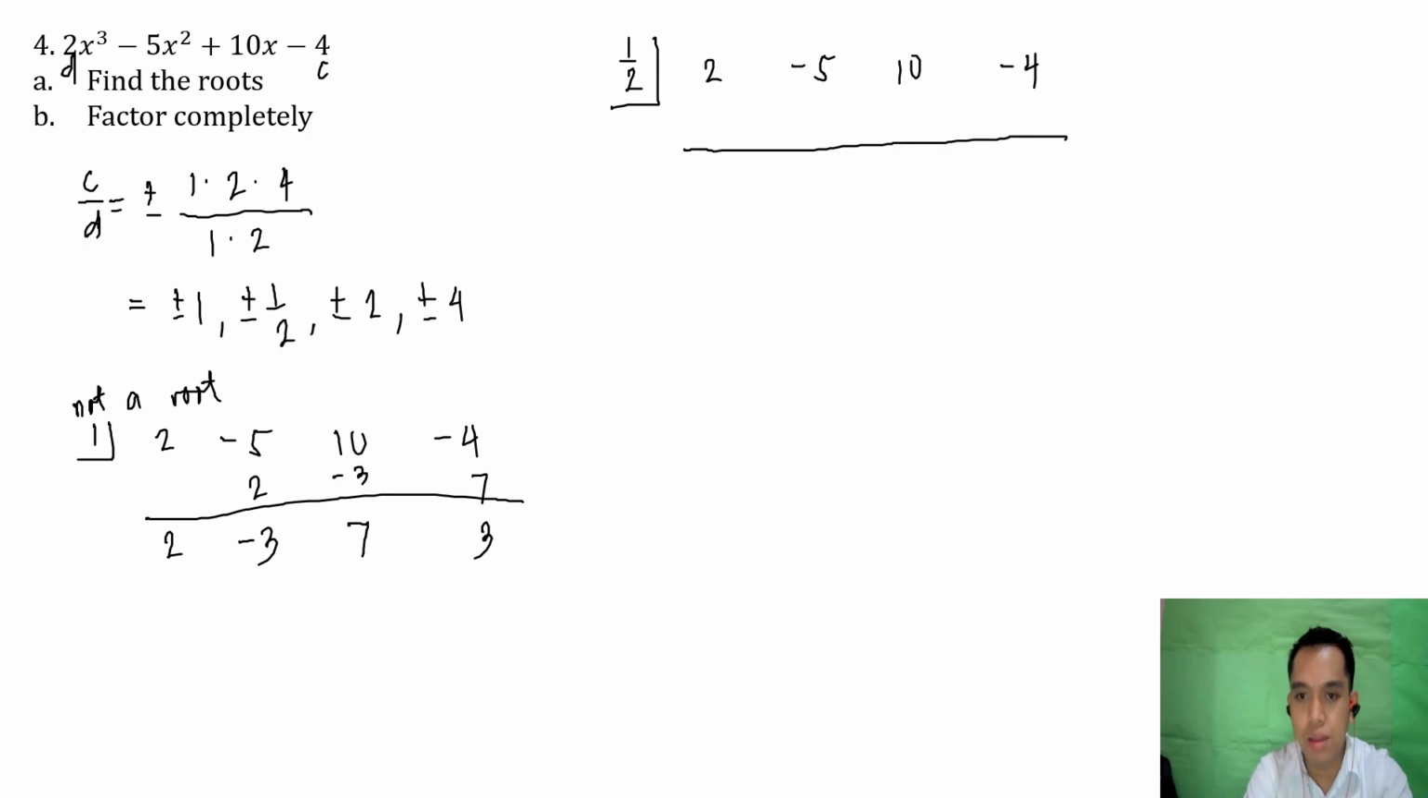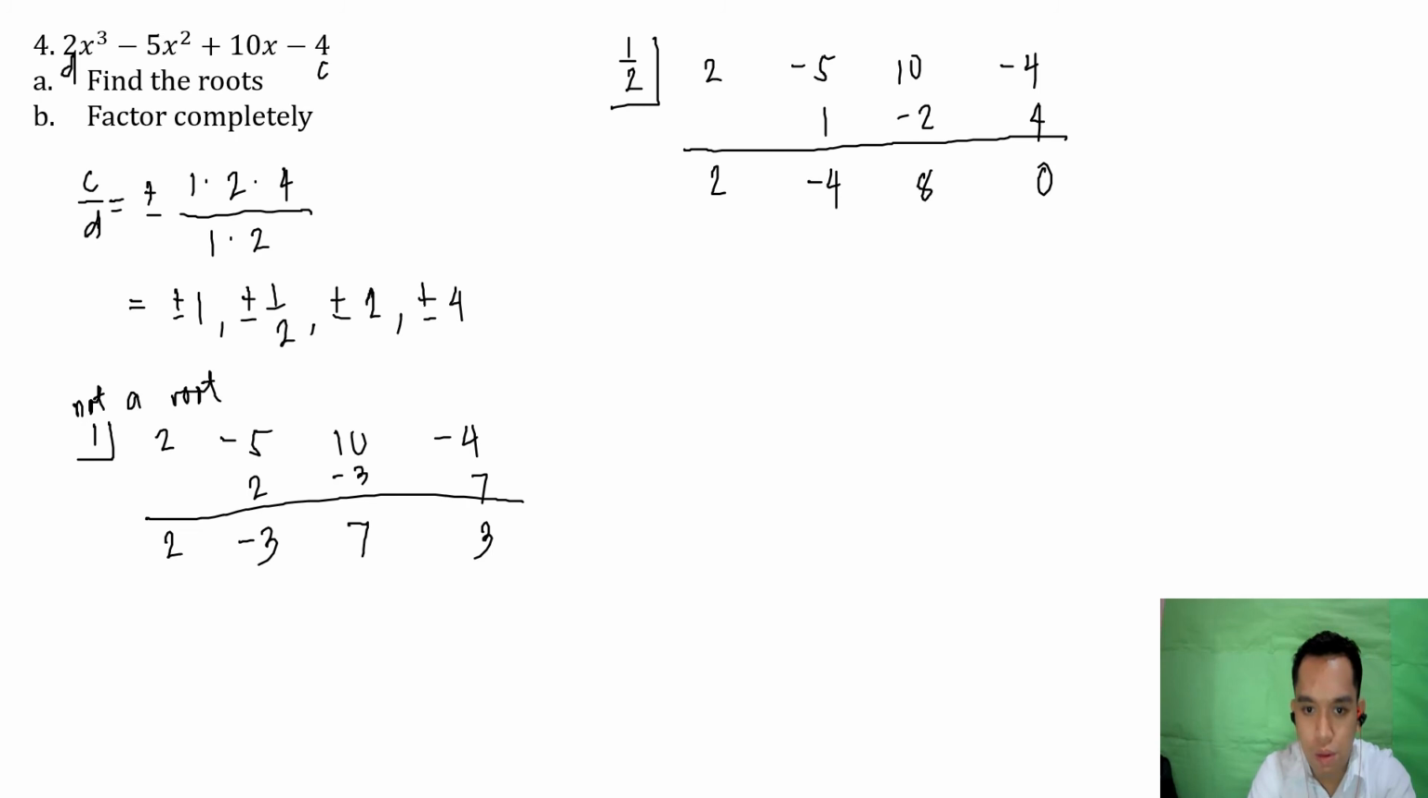Then divide, bring down 2. 2 times 1/2 is 1. Negative 5 plus 1 is negative 4. Negative 4 times 1 half is negative 2. 10 plus negative 2 is positive 8. 8 times 1 half is 4. So, negative 4 plus 4 is 0. Ayan, 0 na.